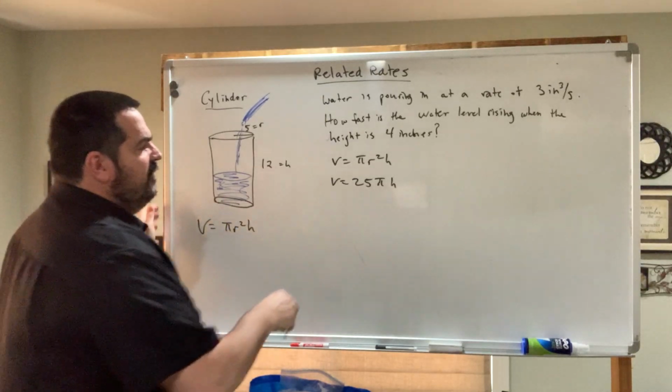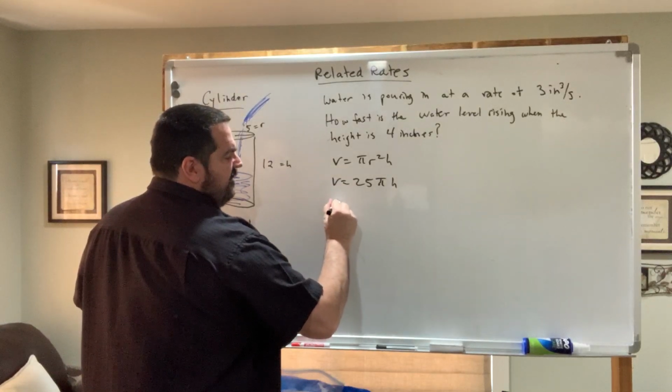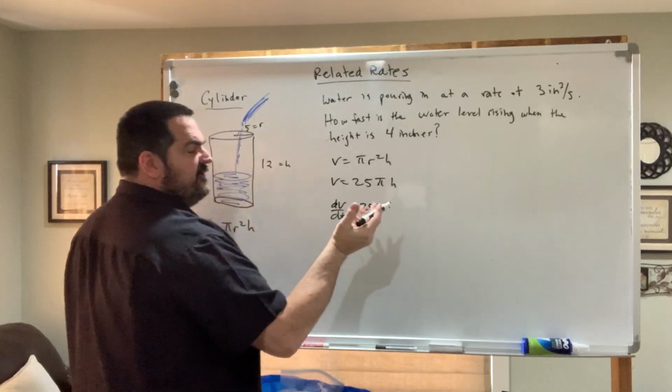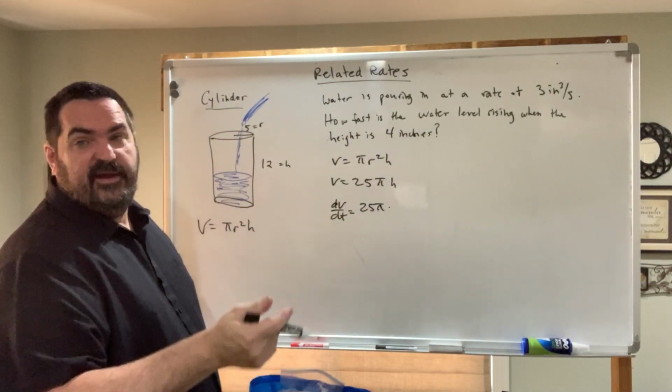All right, so we take the derivative. Derivative of V is dV/dt. Constants sit there on derivatives. Derivative of H is 1 dH/dt.